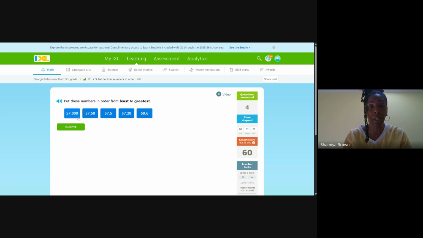So even though this number has the most digits, it's still the smallest number because it has a 0 in the 10th place. And the rest of them have a number greater than 0 in the 10th place. This one has a 2 in the tens place, so this is going to be the next smallest. And then this has a 5 and this has a 5, but then this has an 8 in the hundreds and this has nothing in the hundreds. So this is going to be the next smallest. So this should be my order from least to greatest.